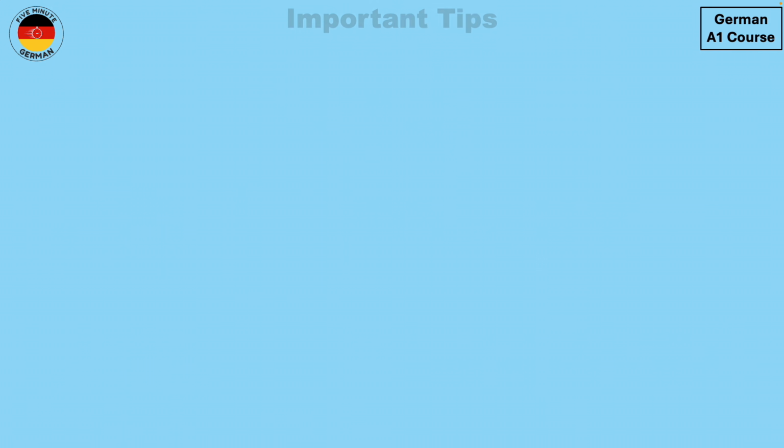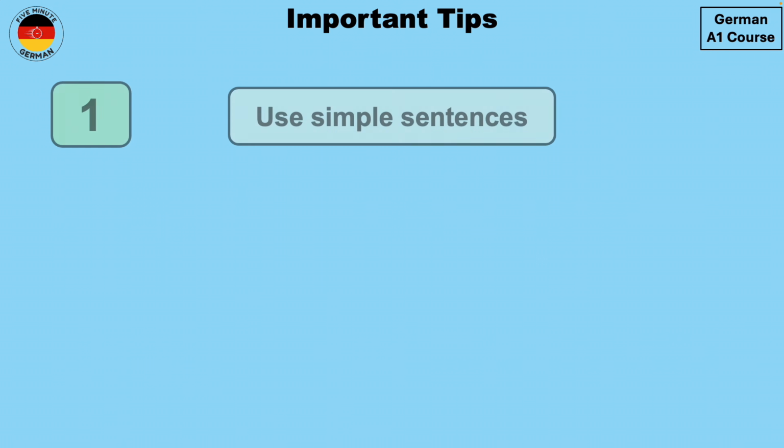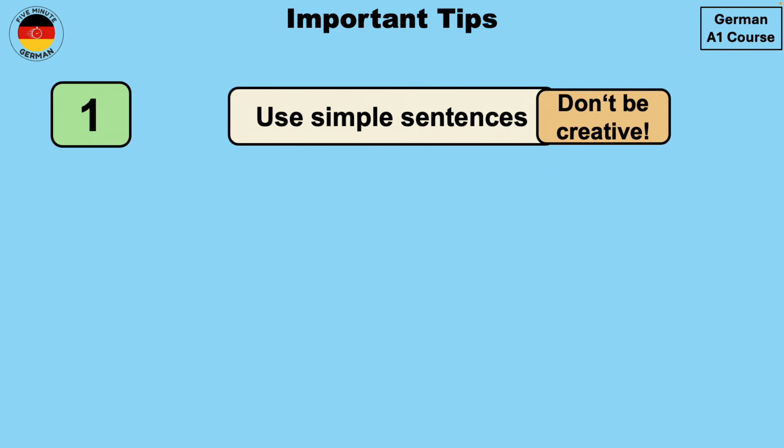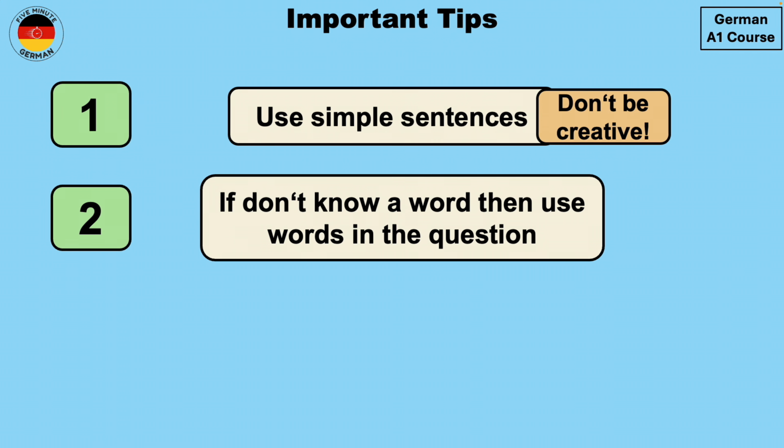Some other important tips for the exam are that you should use simple sentences. Don't be creative in the exam. Don't use difficult sentences because if you make a mistake, then your points will be deducted. The second tip is, if you don't know a word, then use words from the question. Now what do I mean by this?